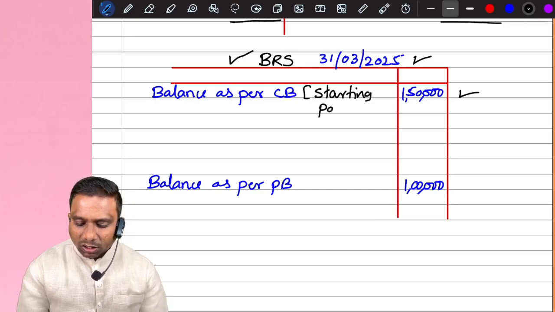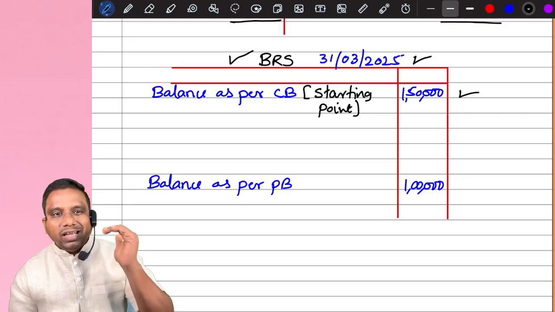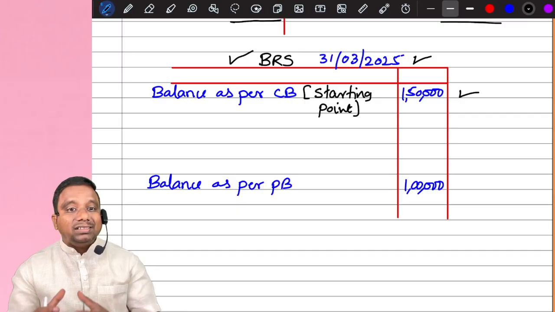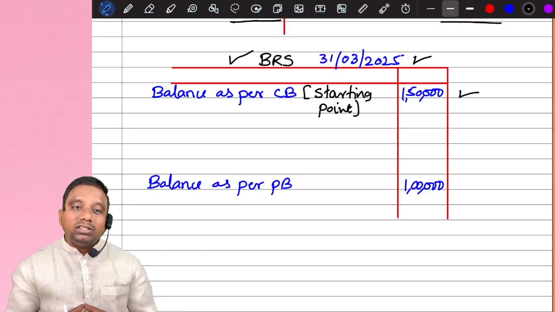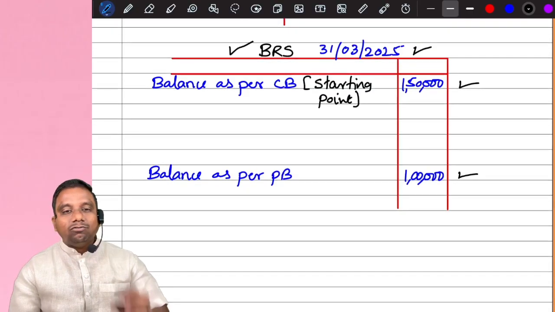This is called the starting point. Now you tell me, the starting point may be either cash book or passbook. Practically you have two book balances, but in the examination they may give you only one book balance. In that case you don't have any choice.